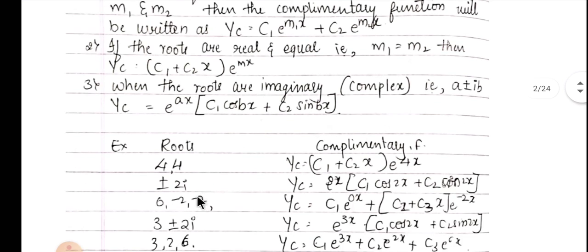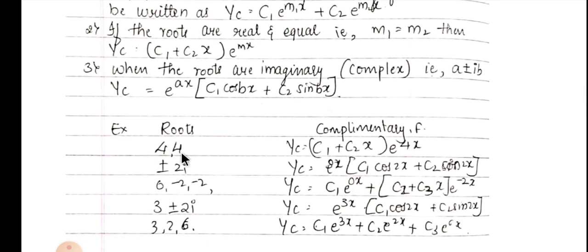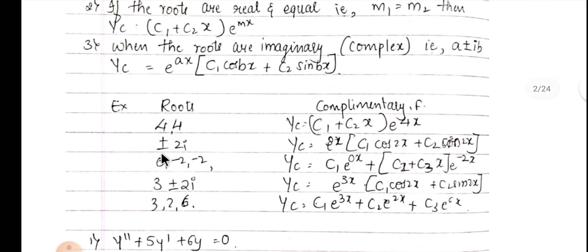For example, here if the roots are 4 and 4, the roots are real and equal, therefore yc I can write as (c1 plus c2x) into e to the power 4x. In place of m we have 4. Next, plus or minus 2i. The roots are imaginary here, so the imaginary part only is there. Therefore, the real part is not there, so I will write it as e to the power 0x into (c1 cos 2x plus c2 sin 2x).